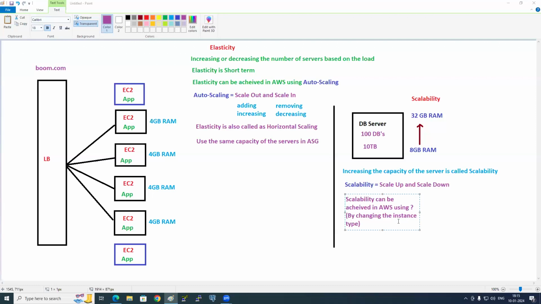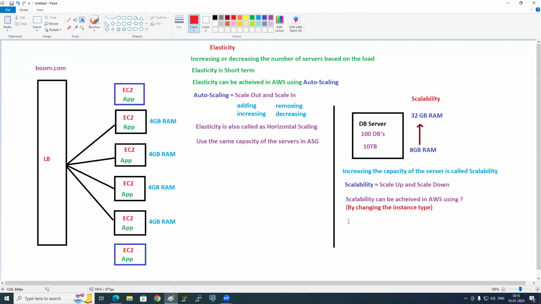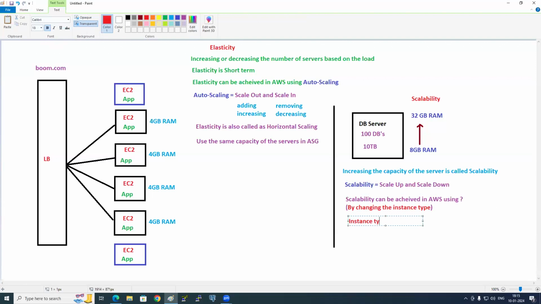Don't worry too much about it. We have a lot of discussion on that topic in the coming days. But remember this word, instance type. Instance type is a combination of CPU plus memory. So is this scalability short term or long term? Long term, obviously. Once you have increased from 4 GB to 8 GB, will you decrease it immediately? No, everyone will start shouting, again it is slow, right? So scalability is long term.